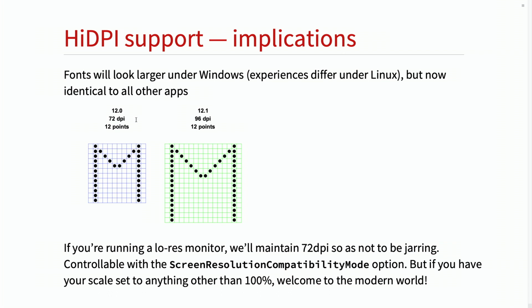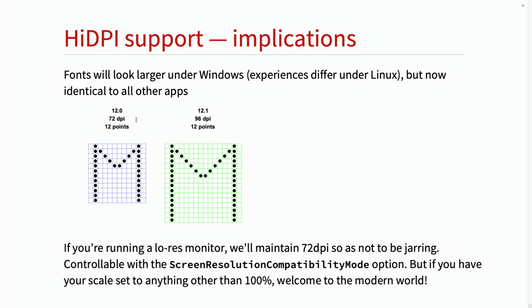Now, we did try, in order to make this not too bad for people who have low-res monitors, we do have a legacy setting. So 12.0 and 12.1 look the same. And low-res monitors is kind of the worst-case scenario because you have fewer pixels and all your windows get bigger. But if your screen scaling is anything other than 100%, which basically means you have some form of high DPI, high-resolution monitor, then we're going with what the operating system tells us. And so that's the consequence.